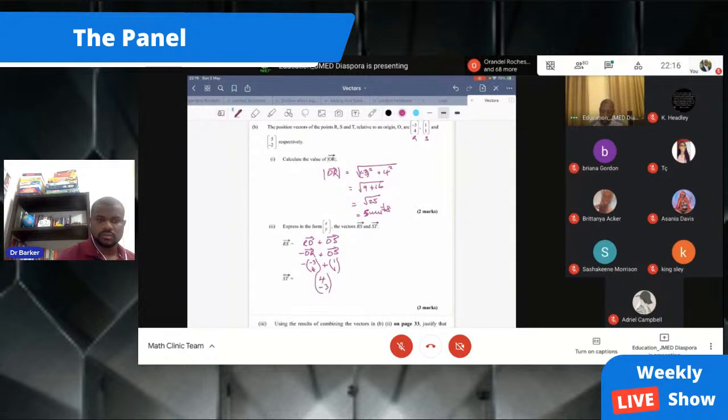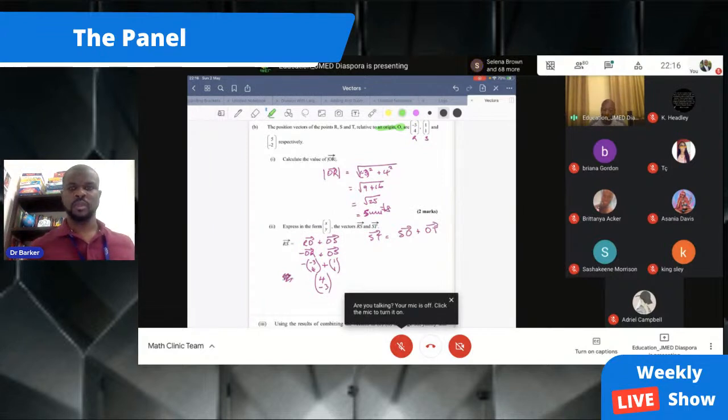I'm going to do ST over here. ST would be SO plus OT. And why do I go through O? Because it says that it was relative to the origin O. That's why we're using O. There are times that a diagram would not necessarily have O in it, so we need to know what letter to use. We're going to that reference point. Please remember that.